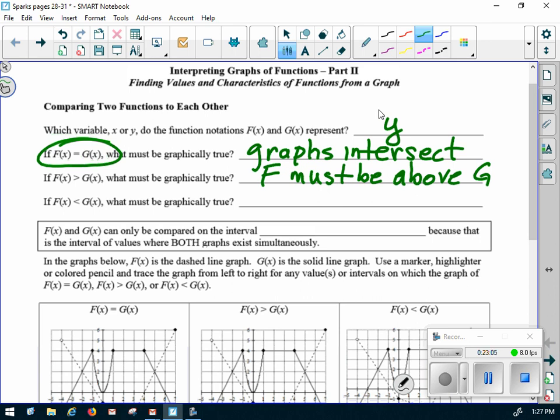If f of x is less than g of x, what must be graphically true? F would have to be below g on the graph. The question was, could you say here g is above f? Absolutely.